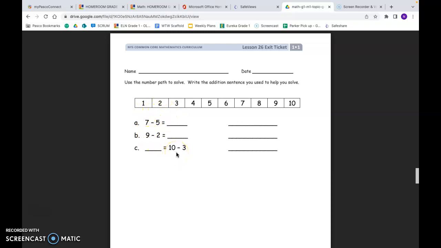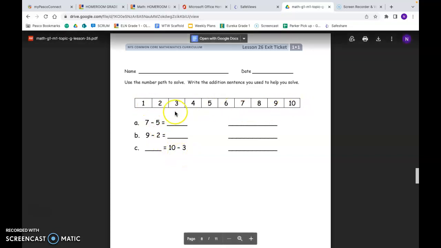Okay, so we know that a subtraction sentence is whole minus part equals part. So you will see that there are three subtraction sentences. Don't let this one confuse you, okay? It's just written backwards, okay? So you're going to use this number path to help you solve these subtraction sentences.